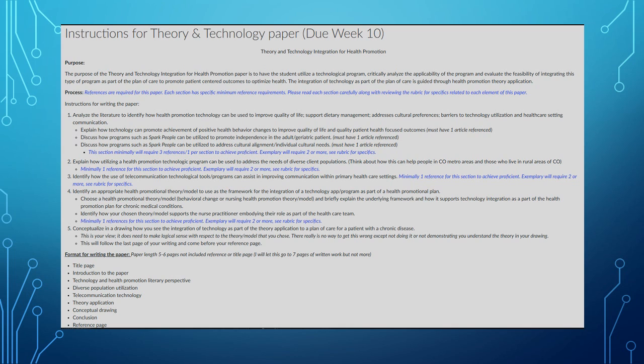For the theory and technology paper, you do have to cite things. So for those of you that had difficulty with citing, please make sure you're utilizing the resources that are available on campus. We have a writing center that can help you with writing the paper, citing the paper. This is not a bulleted paper. You must write this paper in a paragraph format with correct APA citation and flow of thought.